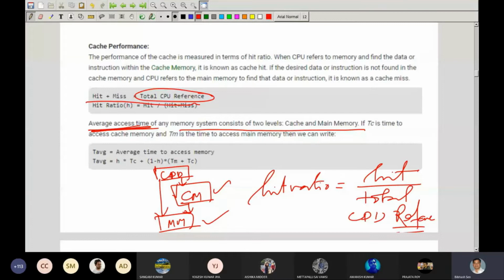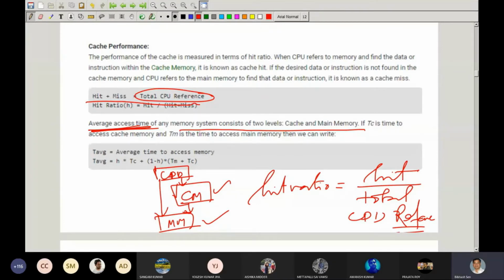I'll give the mathematics also, but total CPU references is hit plus miss, not hit ratio plus miss ratio. Hit ratio plus miss ratio will always give 1. Did you get the point? Yes, hit ratio plus miss ratio will give 1, but hit plus miss does not give 1. It is the number of times you will access. It depends upon the process and upon the number of pages that the particular process requires. Is it clear?